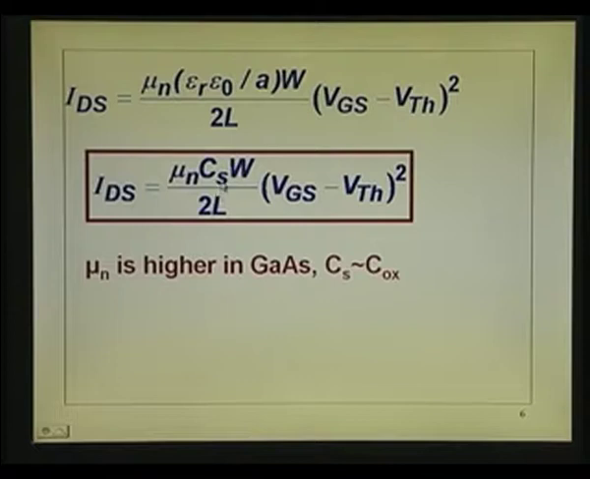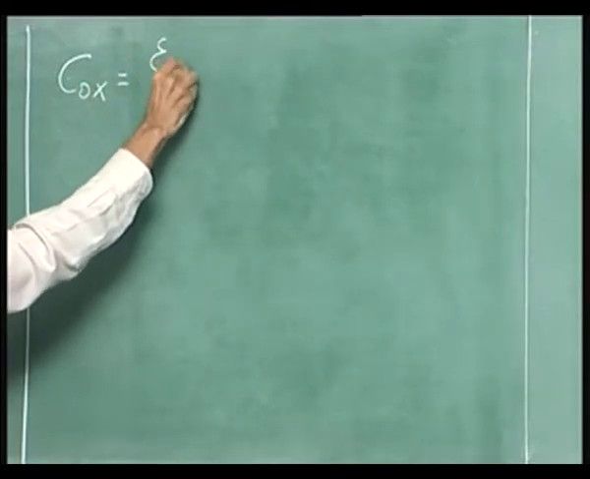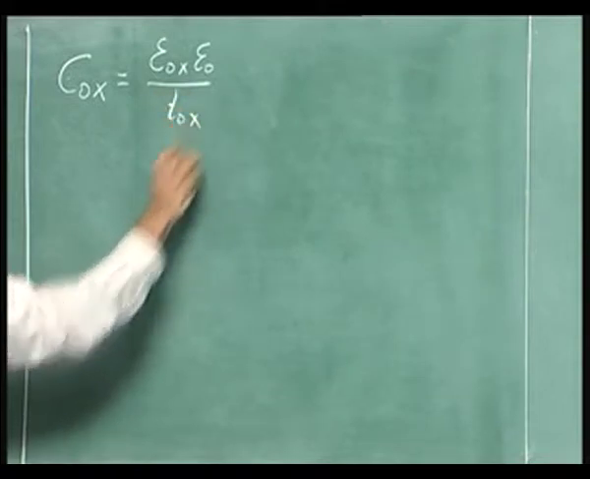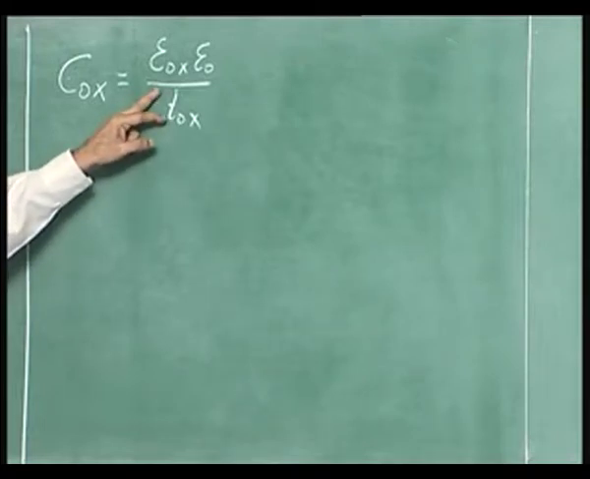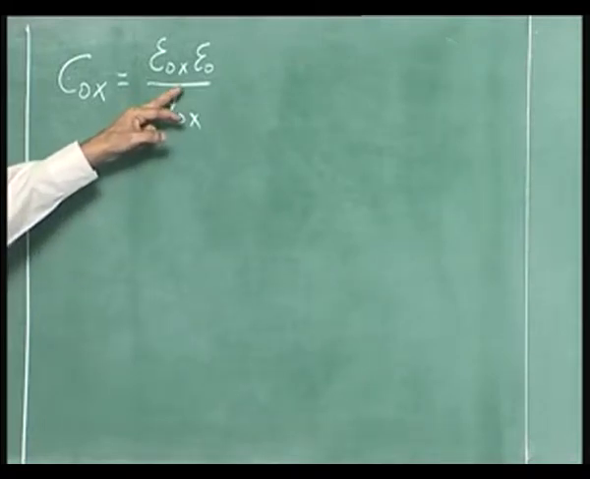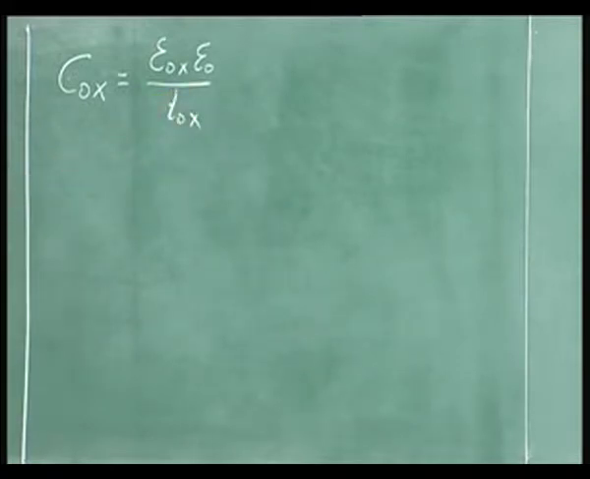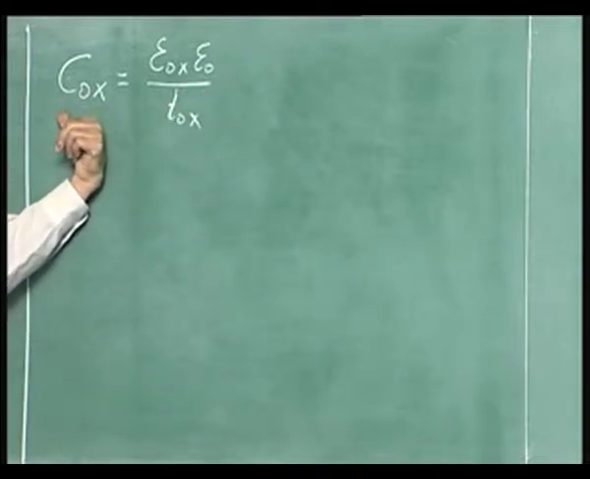And CS, what is CS? Okay, you just see here, the C oxide is epsilon oxide into epsilon 0 divided by T oxide in the MOSFET. T oxide is the oxide thickness, epsilon oxide is the permittivity of silicon dioxide, epsilon 0 is 8.854 into 10 to the power minus 14 farads per centimeter. I am not multiplying by area because this is per centimeter square.